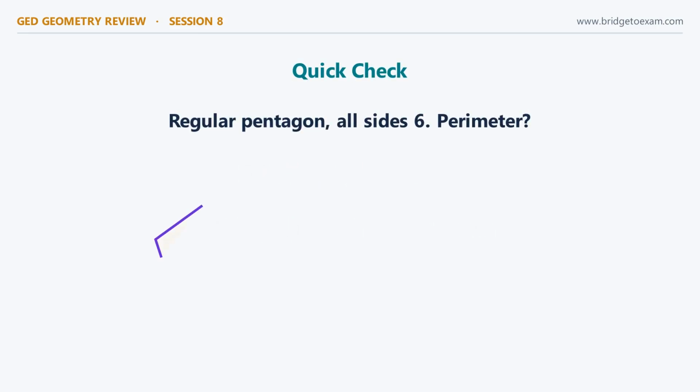Quick check. A regular pentagon has all sides equal to 6. What is its perimeter? 5 equal sides times 6 is 30.